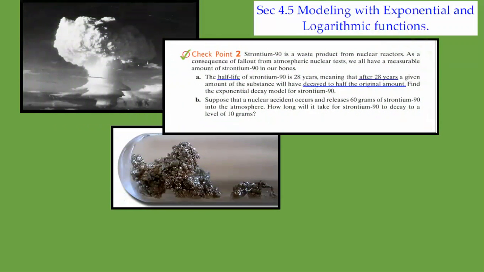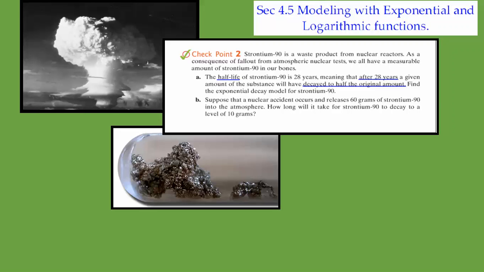So here's the problem. They say strontium-90 is a waste product from nuclear reactors. As a consequence of fallout from atmospheric nuclear tests, we all have a measurable amount of strontium-90 in our bones. The half-life of strontium-90 is 28 years, meaning that after 28 years, a given amount of the substance will have decayed to half the original amount.